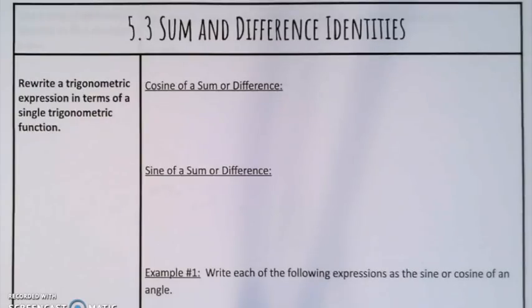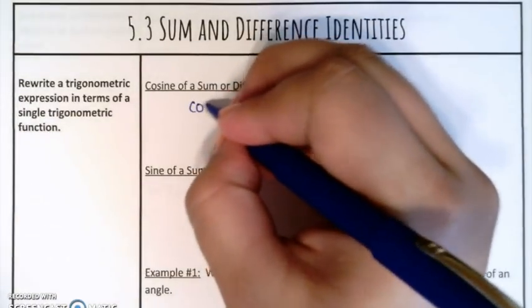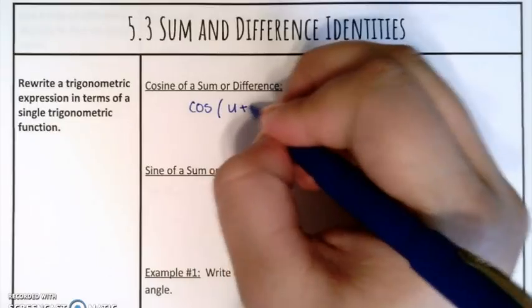So section 5.3, Sum and Difference Identities, starting on page 121 of your notes packet. Let's start with the sum and difference equations for cosine. Each of these equations is going to be slightly different, but notice that there are some patterns that you can recognize. So starting with cosine of u plus v.